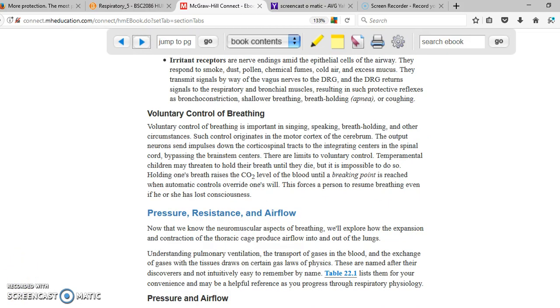Okay, the next topic is voluntary control. As you can see, you can hold your breath. So breathing is voluntary. As I was telling you, you can hold your breath, and it's also involuntary because, for example, when you sleep, you don't control it.